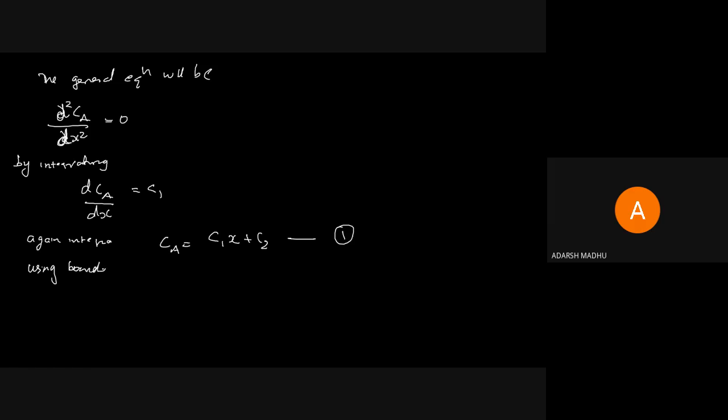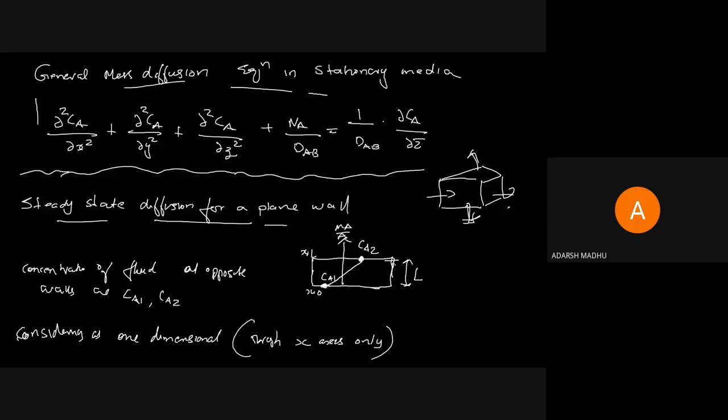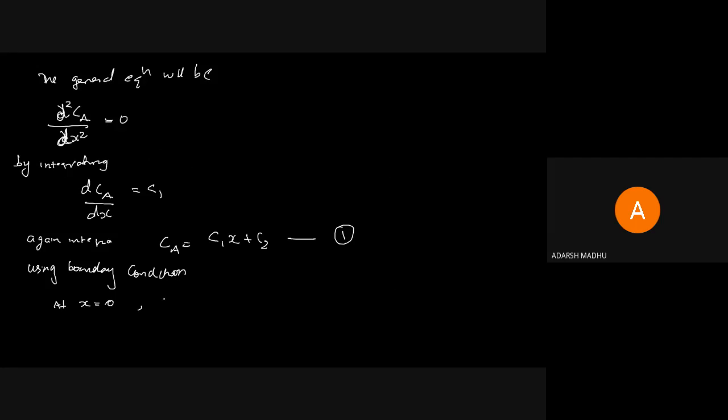What is a boundary condition? Double integrating d square CA by dx square, you will get CA equal to C1x plus C2. Now apply the boundary conditions. At x equal to 0, CA equal to CA1, and at x equal to L, CA equal to CA2. So apply these boundary conditions to find C1 and C2.